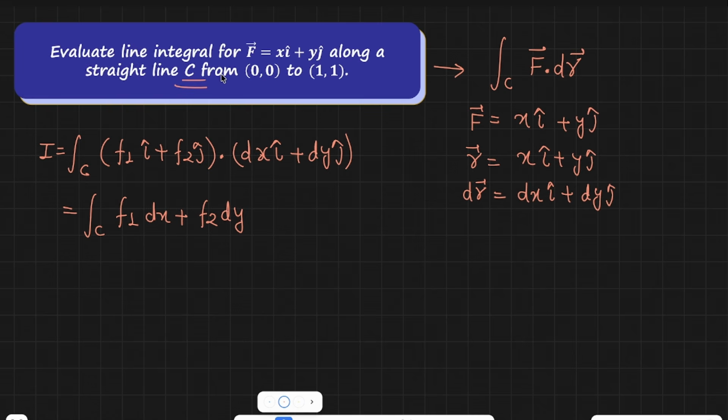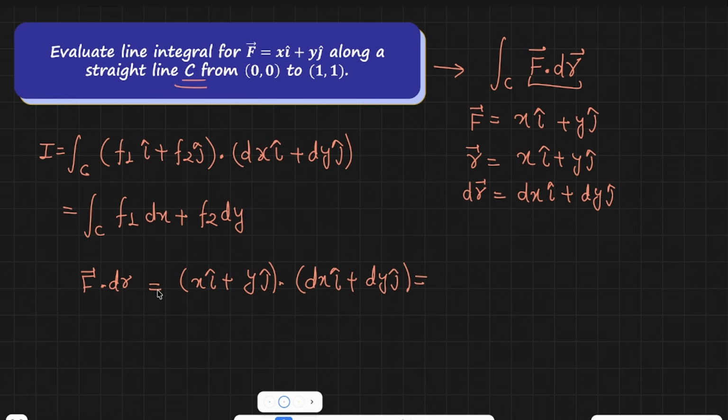So from here, make it simple. Now I have this f and this dr. You just take the dot product because I want to find out f dot dr. Now you write down f dot dr here. That is x i cap plus y j cap dot dr, which is basically dx i cap plus dy j cap. Now you multiply this. That is basically x dx plus y dy. This is your f dot dr. Now you apply the integration over C, that is basically x dx plus y dy.